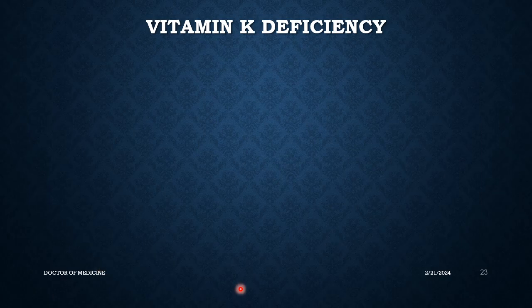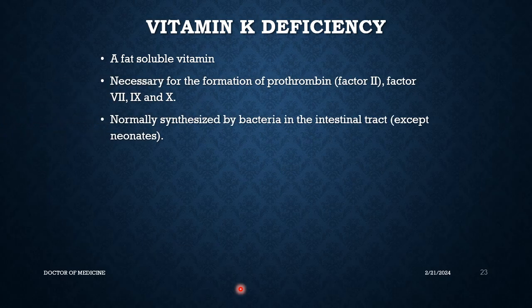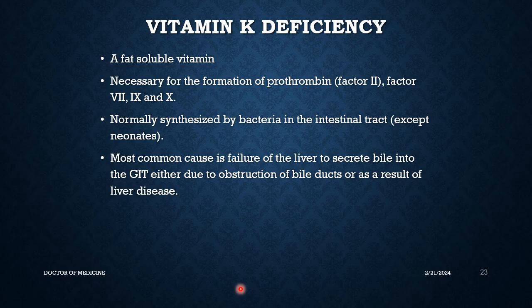So now, here is a broad explanation of what happens when one has a deficiency of vitamin K. Vitamin K is a fat-soluble vitamin necessary for the formation of factors 2, 7, 9 and 10. Factor 2 is prothrombin, factor 7 is known as proconvertin, then factor 9, then we have factor 10, the Stuart-Prower factor. These are all produced in the liver. In addition, we also have protein C and protein S. They're all synthesized in the liver and they depend on the presence of vitamin K.